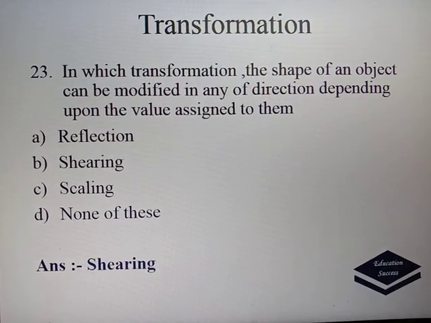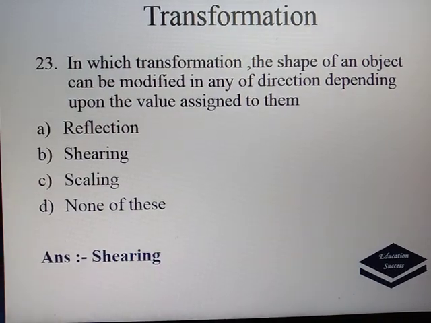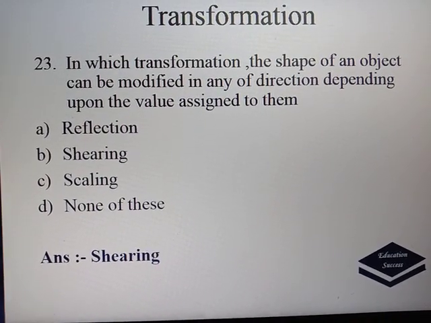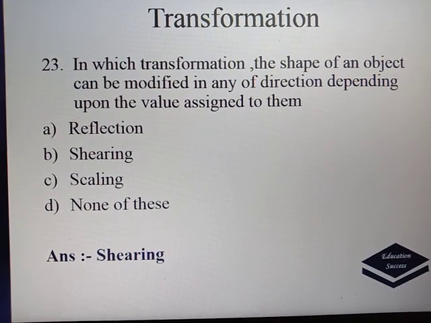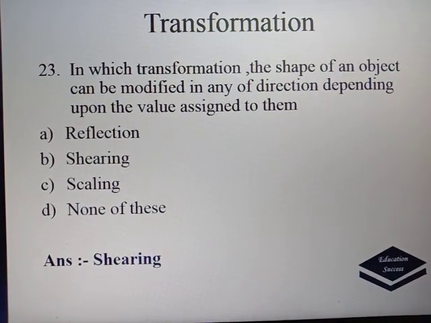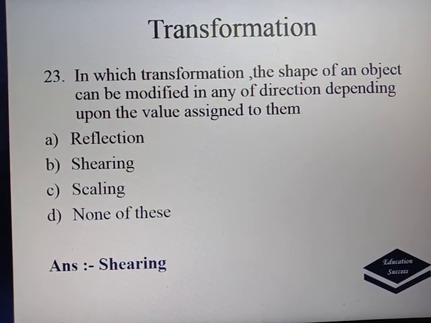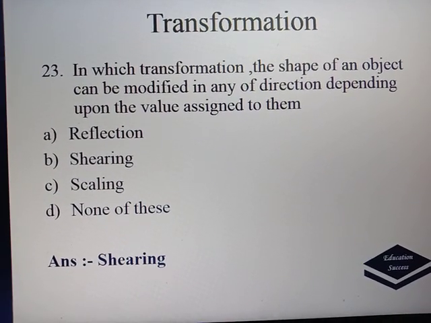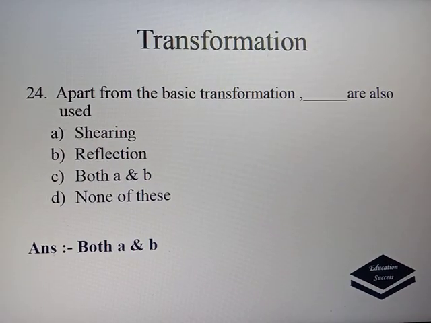In which transformation can the shape of an object be modified in any direction depending upon the values assigned to it? Options are reflection, shearing, scaling, none of the above. The correct answer is shearing, because in shearing we are changing or modifying the shape of an object.